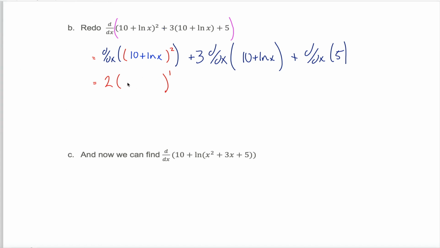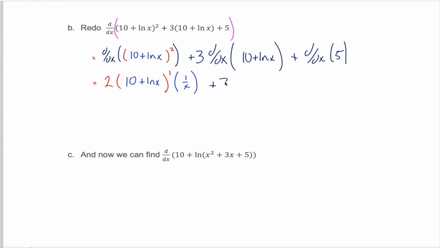That's the derivative of the red layer. You leave the blue layer completely alone, and then you multiply that answer by the derivative of the blue layer. The derivative of 10 plus the natural log of x is 0 plus 1 over x. In other words, 1 over x. The derivative of this first term is this mess right here.